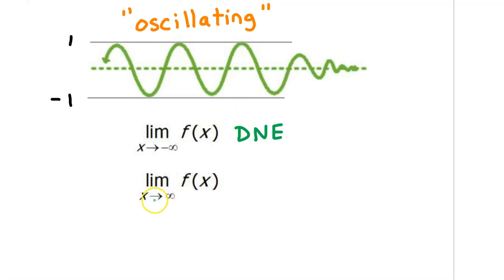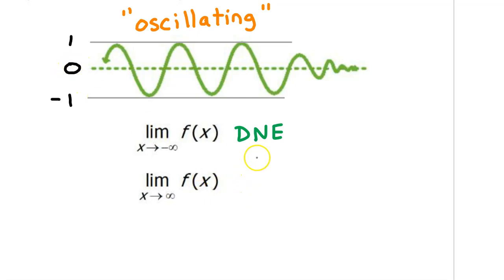But what about the limit as x approaches positive infinity of f of x? As the input values increase without bound, even though f of x continues to oscillate between positive and negative, the output values are approaching a specific output value of 0.